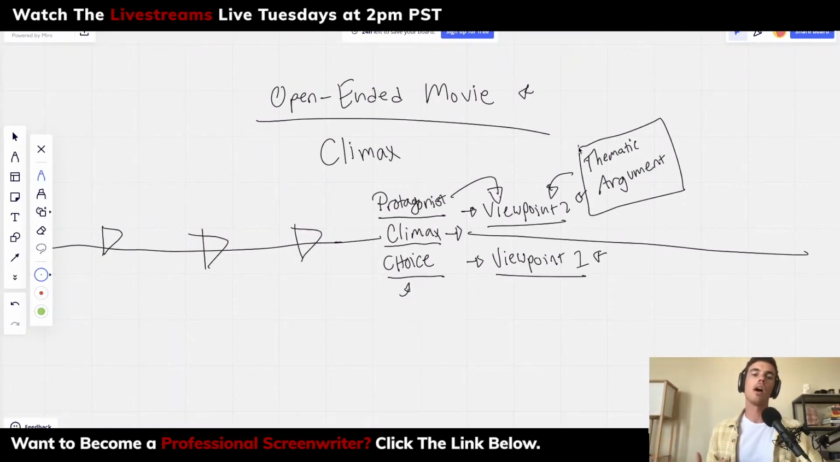And so that's why I think if you really want to get people talking about your movie, you have to make a thematic argument. And if you're going to make a thematic argument, it comes down to the choice your protagonist is making at the climax between your viewpoint 1 and your viewpoint 2.